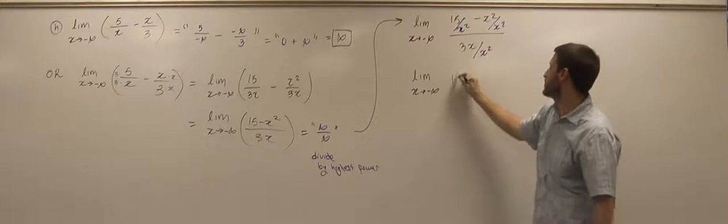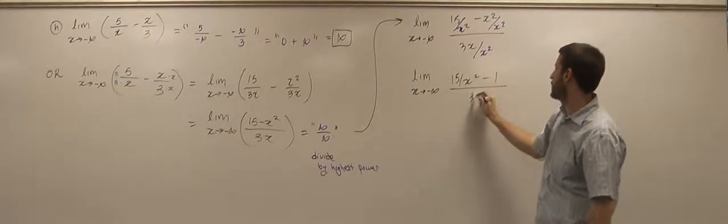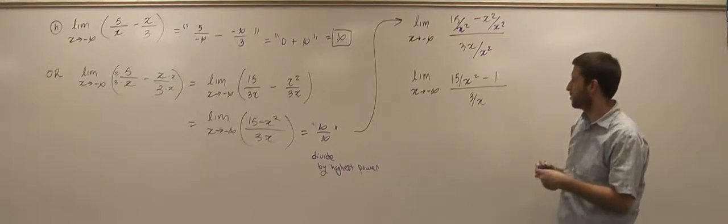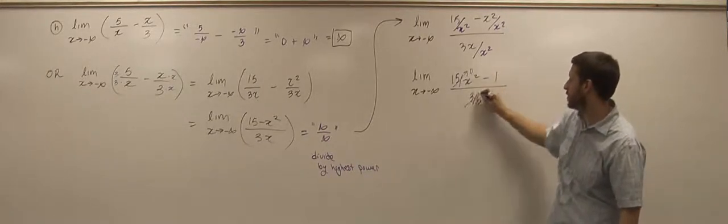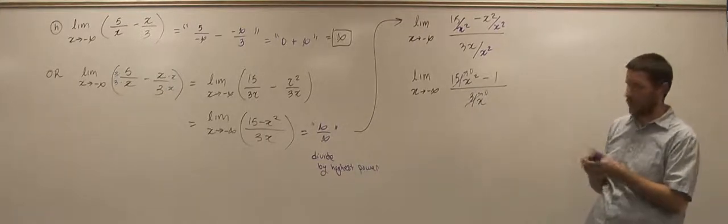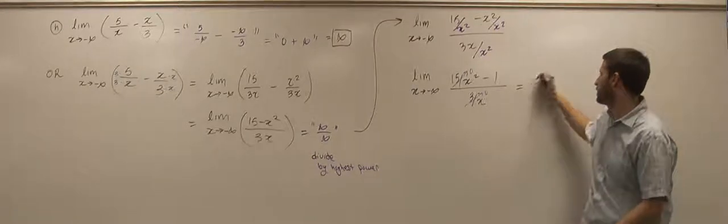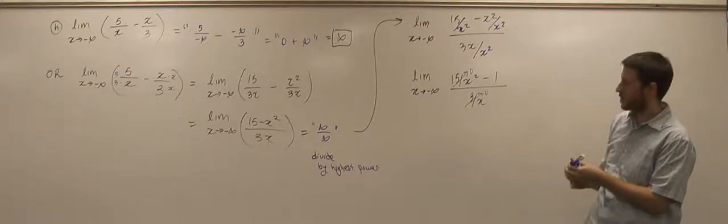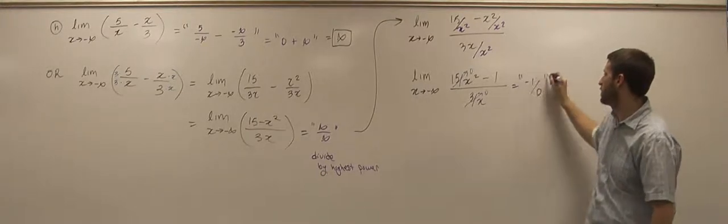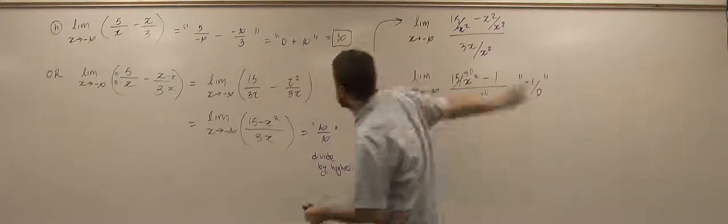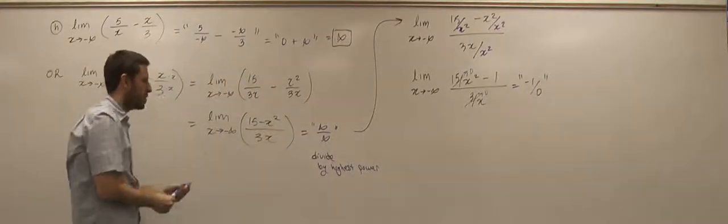So this will be 15 over x squared minus 1 over 3 over x. So 0, 0. We're going to negative 1 over 0. So we know this is some sort of infinity. We come back and we check with our table.